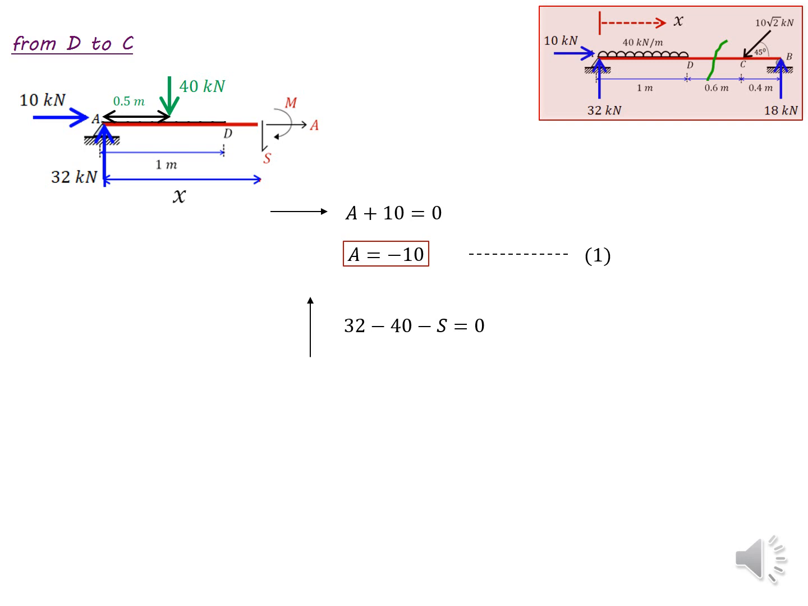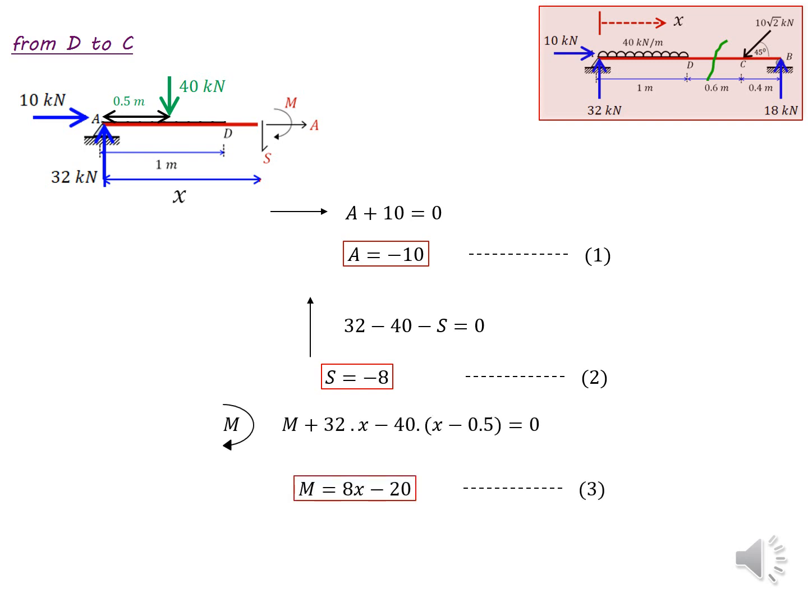And for the vertical equilibrium of this free body, we can get the equation as 32 minus 40 minus S equals 0. There we can get the value for S, which equals minus 8.